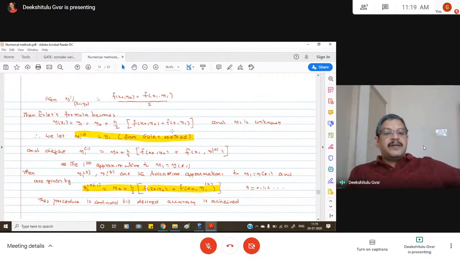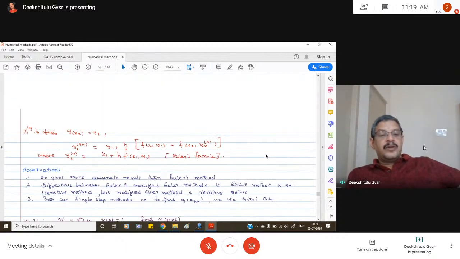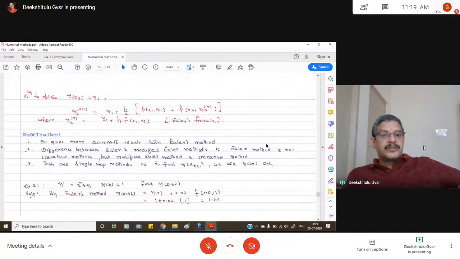So y1^(0), y1^(1), y1^(2), y1^(3) are successive approximations to y1, that is y(x1). They are given by y1^(n+1) = y0 + h/2 [f(x0, y0) + f(x1, y1^(n))]. So this is what we call the modified Euler's method.